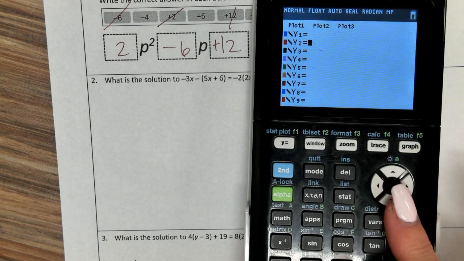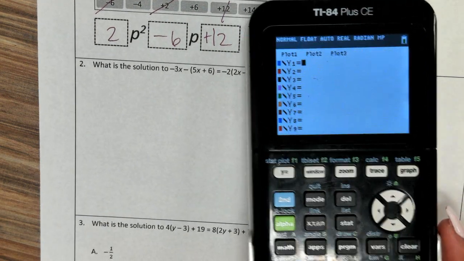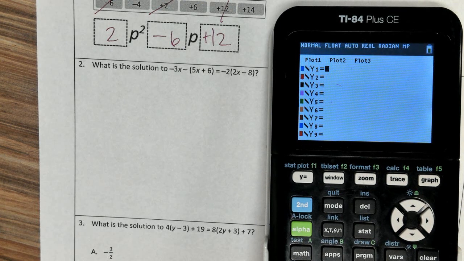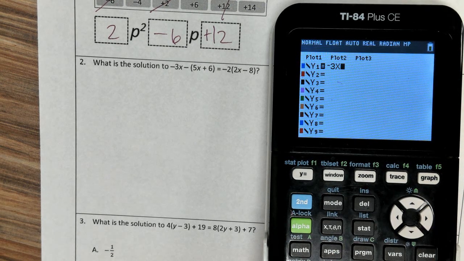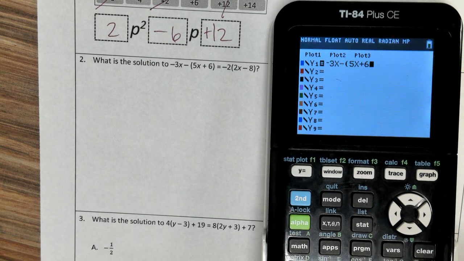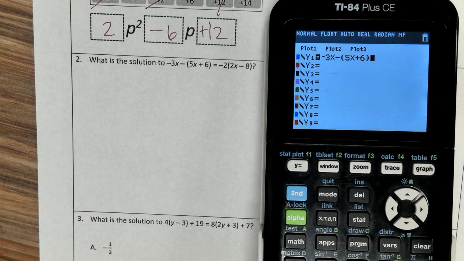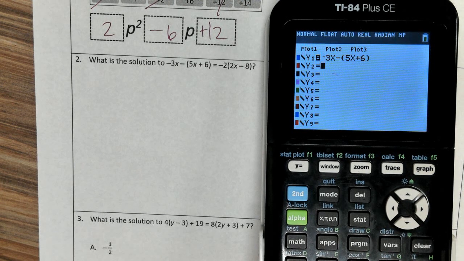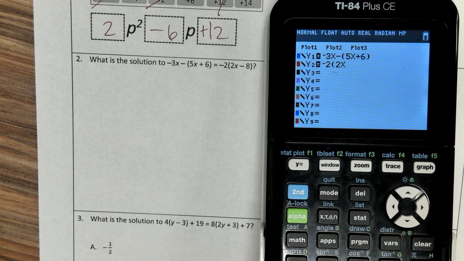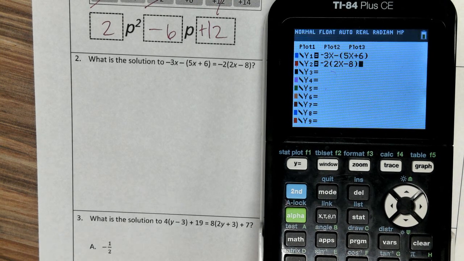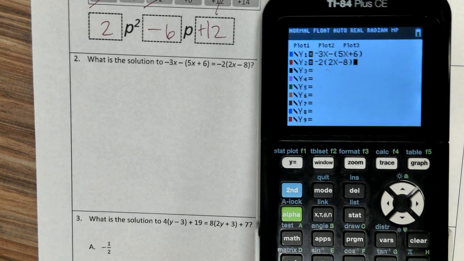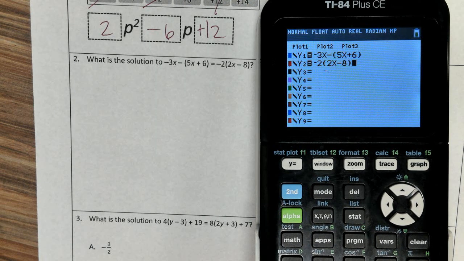Clear everything out. We're going to put the left side in y1, and you're going to put it exactly how you see it. So negative 3x minus, open parentheses, 5x plus 6, close parentheses. And then I'm going to go to y2, and I'm going to put in negative 2, open parentheses, 2x minus 8, close the parentheses. Are we okay? Now what do I do?